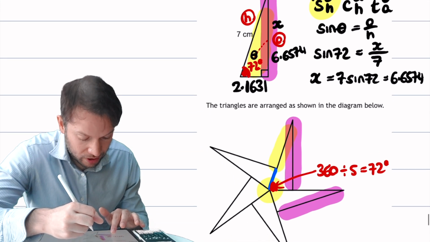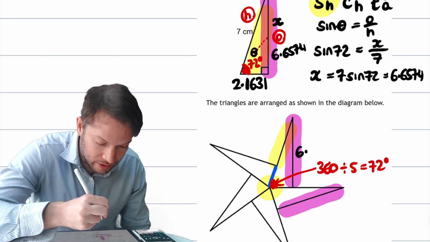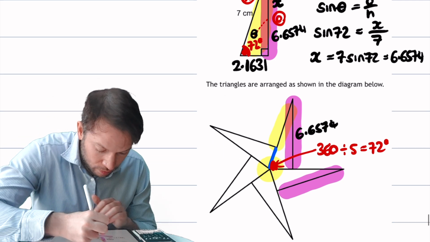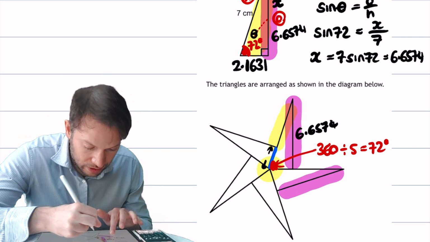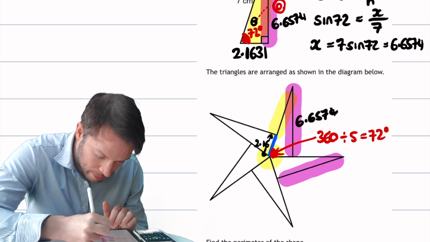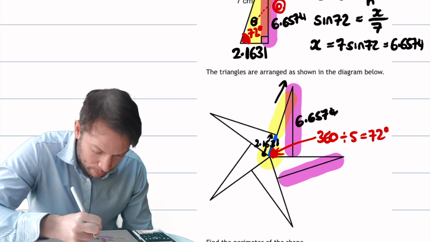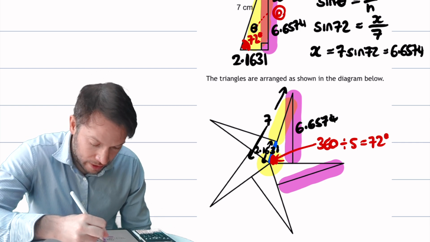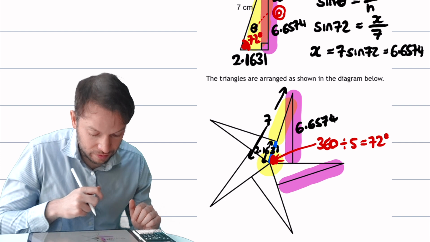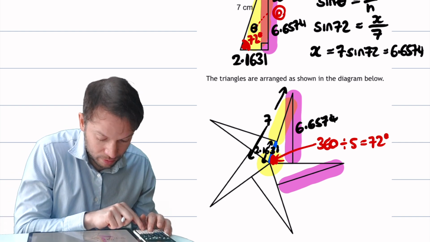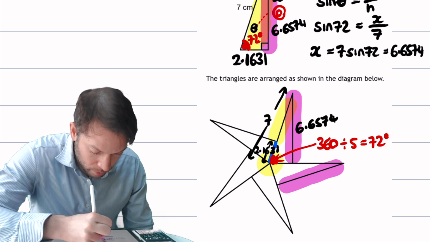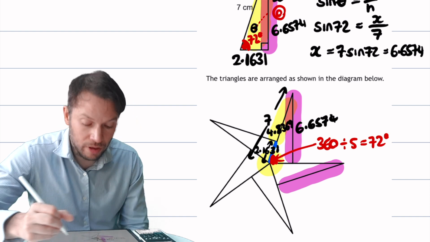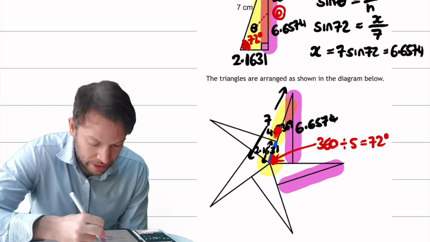Now we've got everything we need because we know the purple length is 6.6574 in this diagram. And then we know this blue length here is the shortest side, which is 2.1631. But we also know that this whole hypotenuse here of that triangle is 7. So can you see that the yellow length here is just going to be the 7 minus the 2.1631. So let's do that. 7 minus 2.1631 is 4.8369. Okay, right. So we know each yellow length and each purple length.